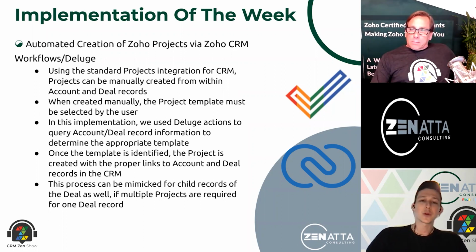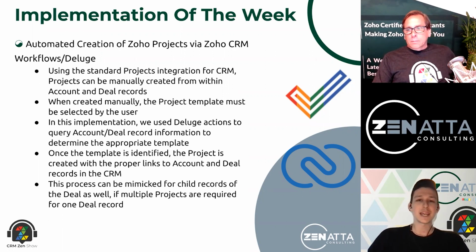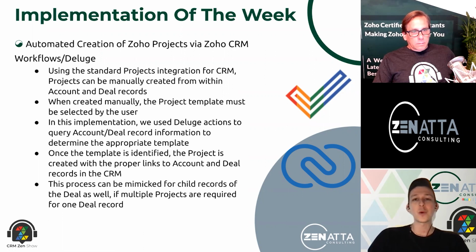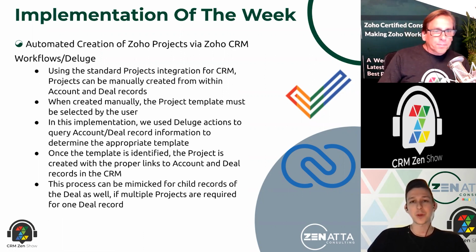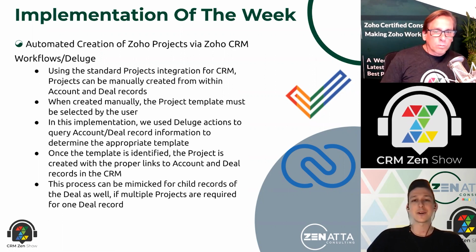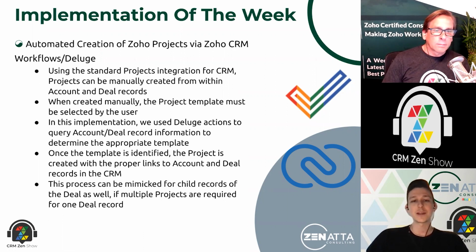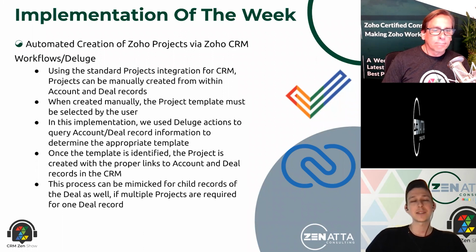And so using Deluge, what we're able to do is, using a button in the deal, using an update of a stage, we can go ahead and query the account, query the deal, figure out what type of project this needs to be based on that information, and then just create it using the correct template all automatically. Doing it this way, we can also connect it back to the account and deal. So at the end of the day, it looks exactly the same as if you had created it manually. You're just able to skip past that point in the process.